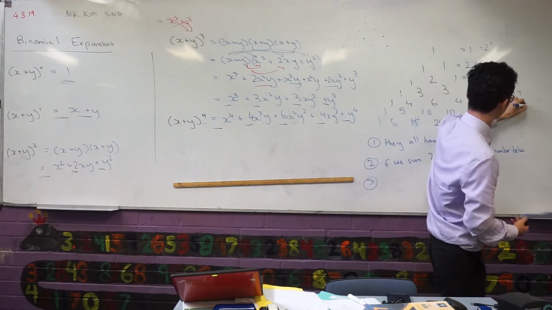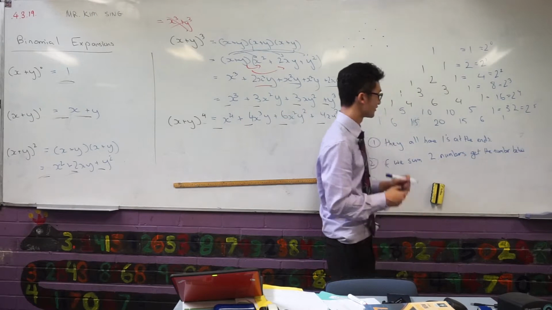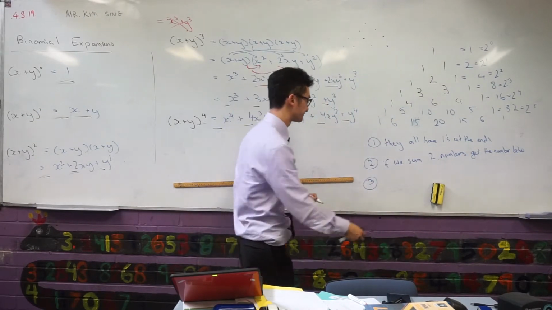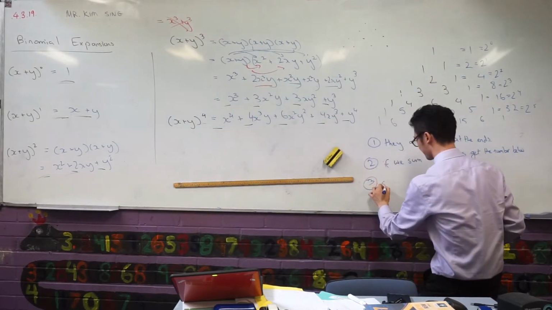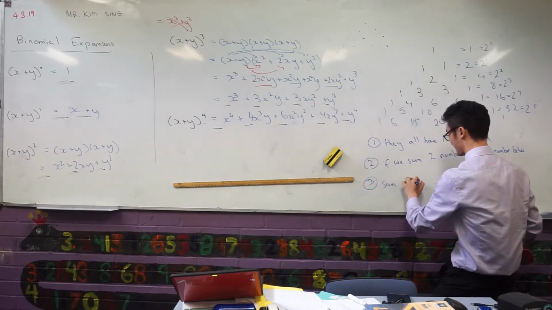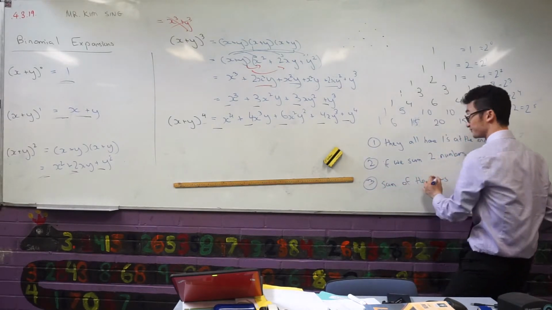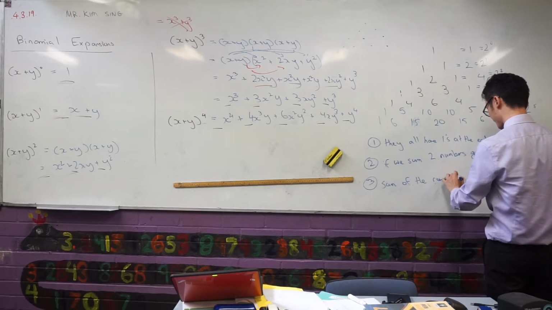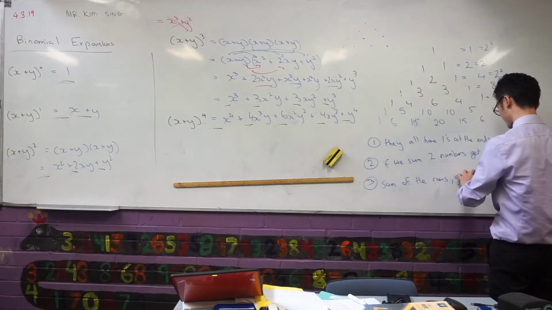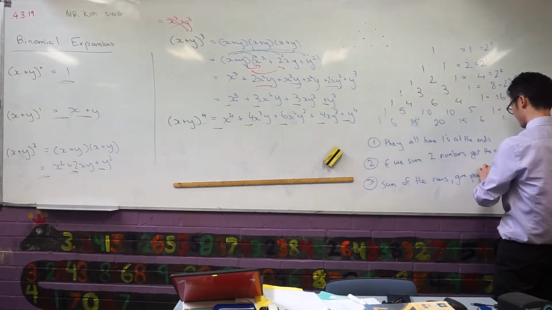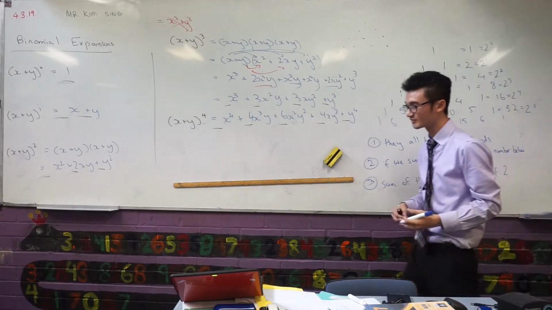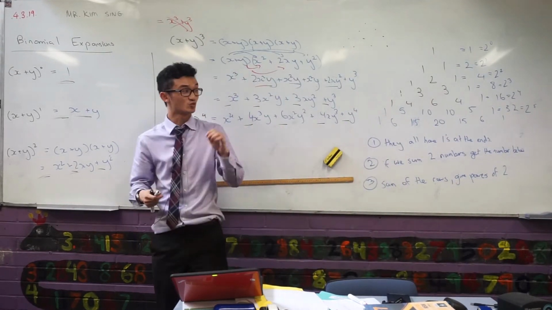So, my third pattern is the sum of the rows: they give powers of 2. Why is this a thing? Now, I think this is awesome because of what's happened here.